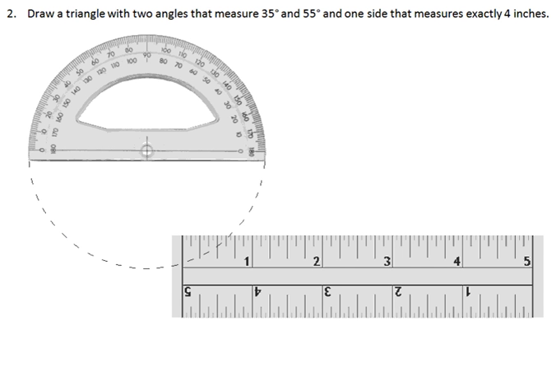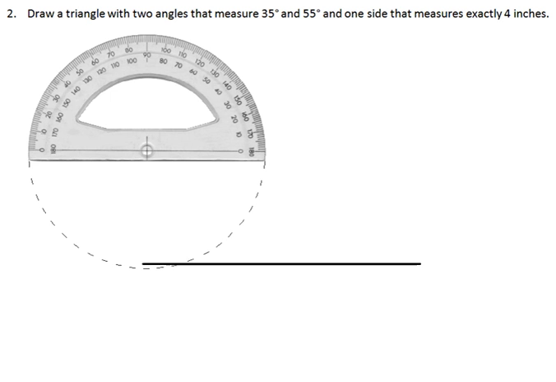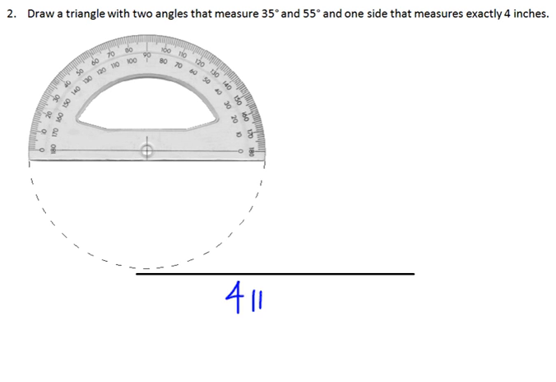Okay, next we're going to draw a triangle with 2 angles that measure 35 degrees and 55 degrees, and then one side that measures exactly 4 inches. I'm going to begin with my side length of 4 inches. So using my ruler, I'm going to measure out 4 inches right there. Then, once I've measured that line segment, label it. That way it's easy to tell which piece of the triangle is what.